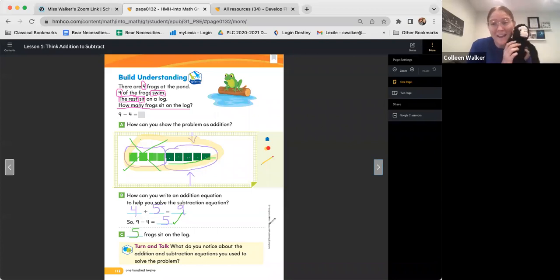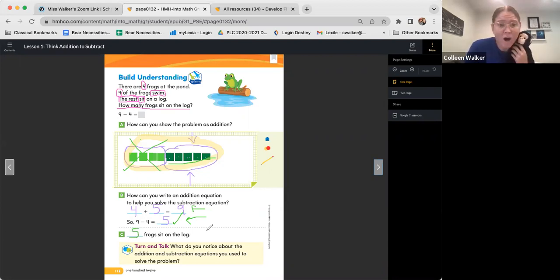Oh, very good. Okay, I'll tell the boys and girls. So Monkey said that the addition equation right here and the subtraction equation right here are using the same numbers. Look, he's right. There's a 4 plus 5 and a 9 minus 4 and a 5. All the numbers are the same.